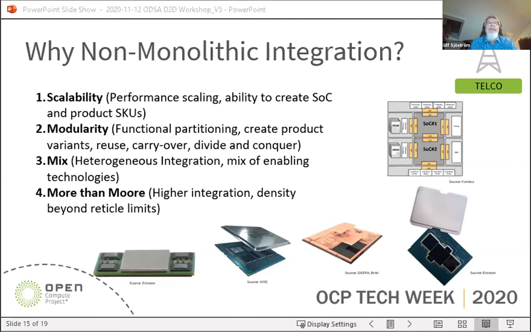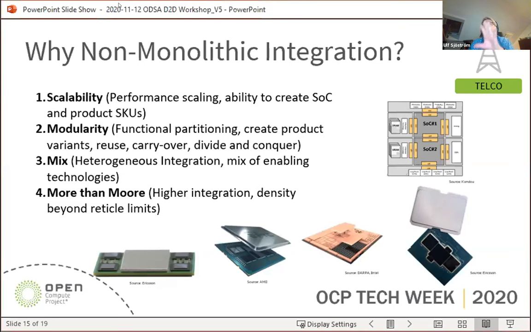The third reason I see is really for doing heterogeneous integration, where you really mix enabling technologies. A perfect example in our space is mixing digital processing, like the digital front-end processing, with mixed-signal data converter technologies. The fourth reason is to get more integration than what Moore's law really allows, beyond reticle limits.